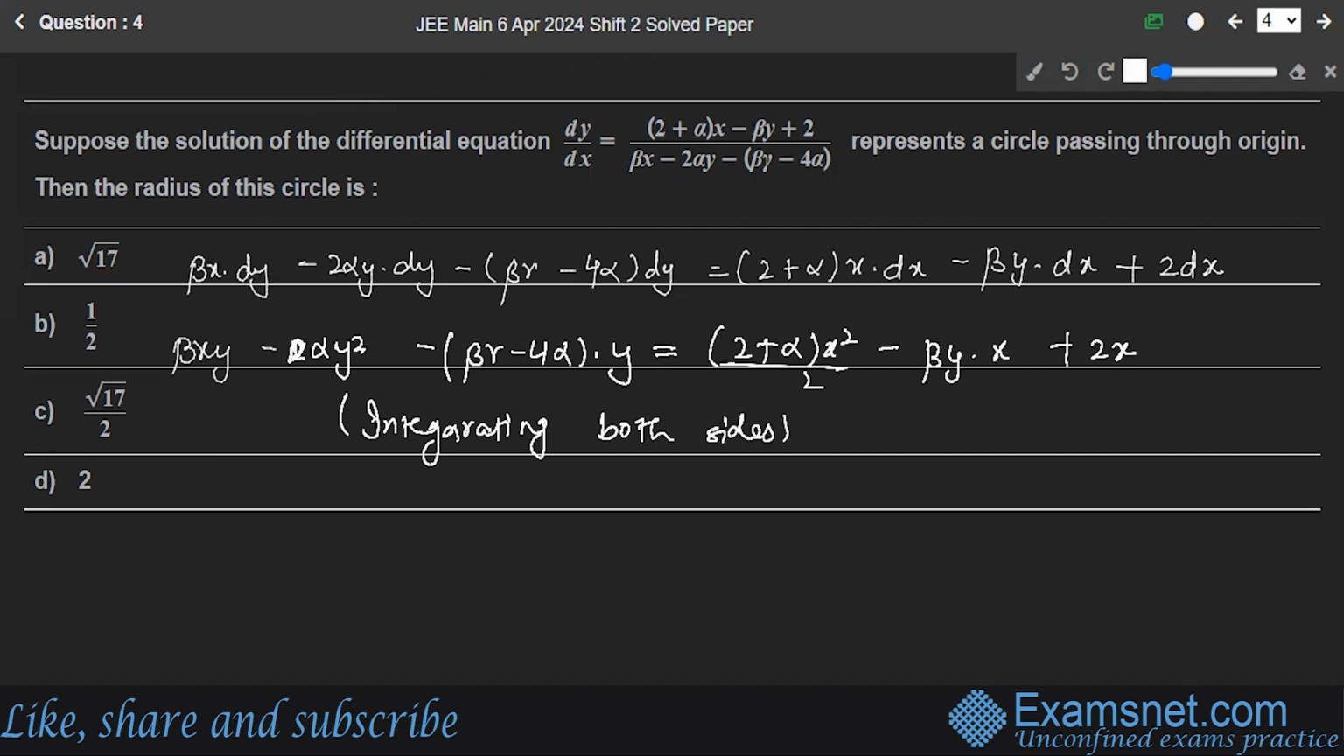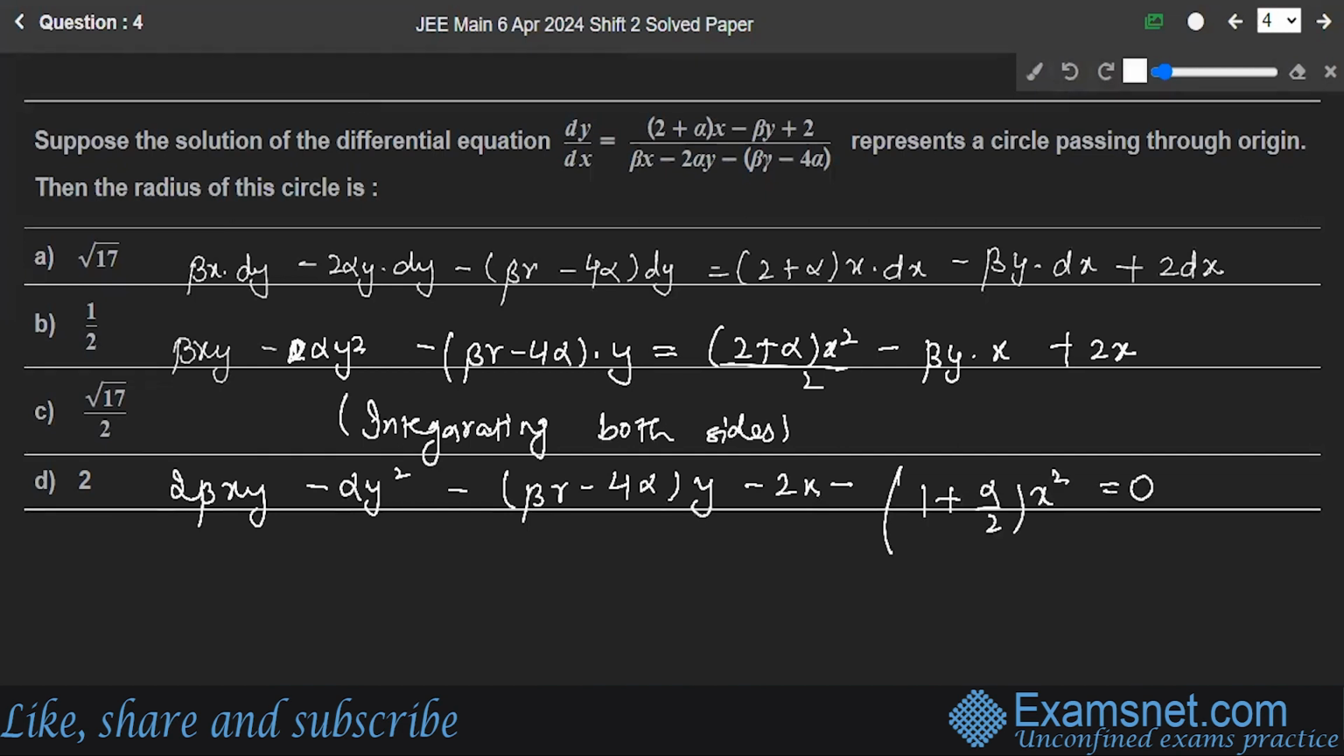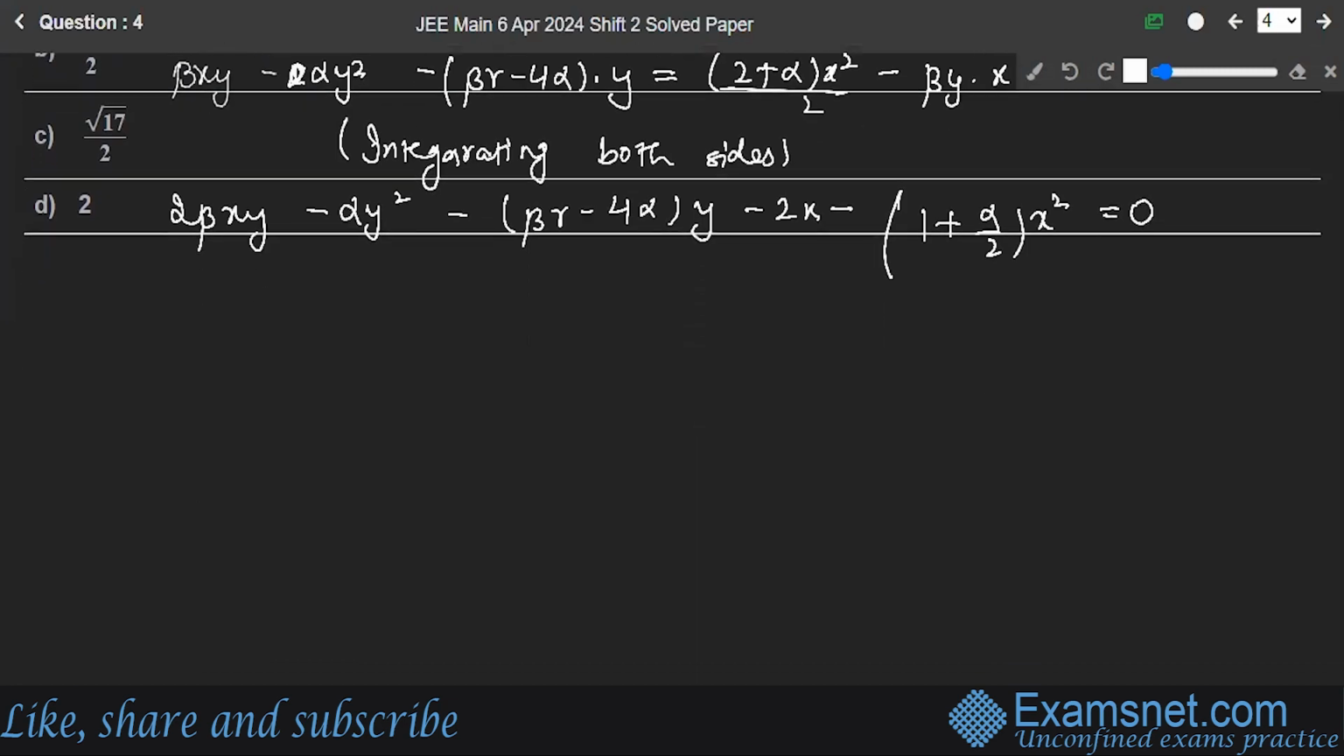Right, so let's solve it further. I'll bring the beta xy on this side. This will be 2 beta xy minus alpha y square minus this minus 2x. I'm bringing everything on the left hand side minus 1 plus alpha by 2 x square. This is equal to 0.